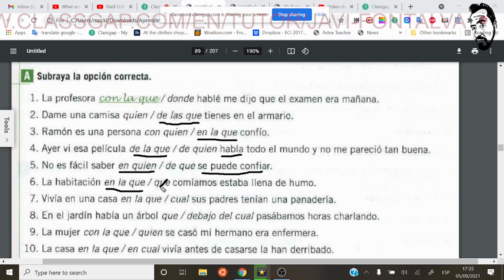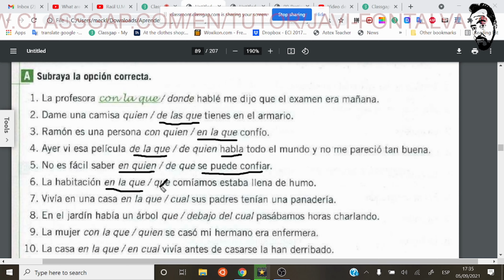Okay, do you know debajo? Debajo means under. Okay, under. So under which? So debajo del cual. So then, en el jardín había un árbol debajo del cual pasábamos horas.